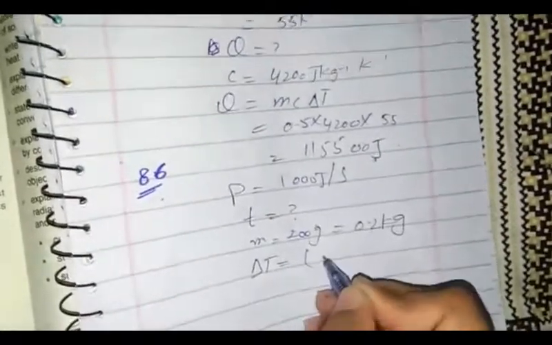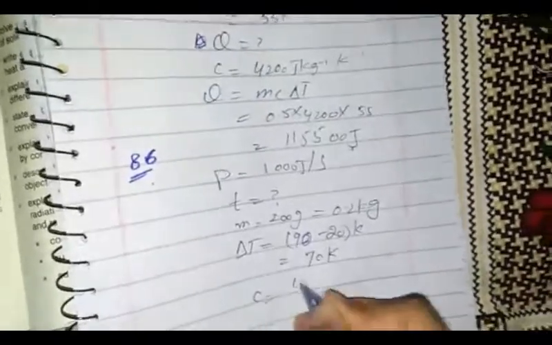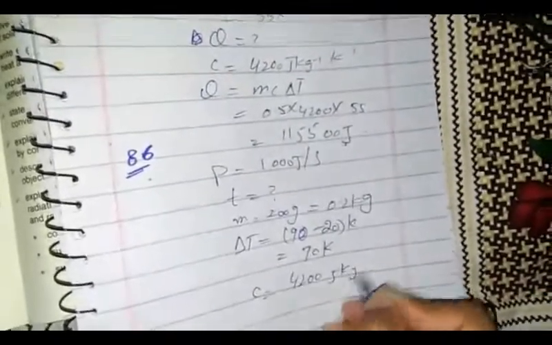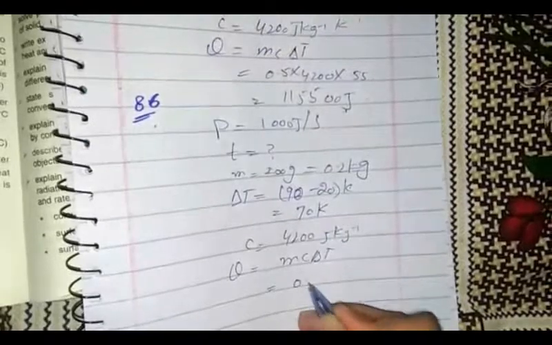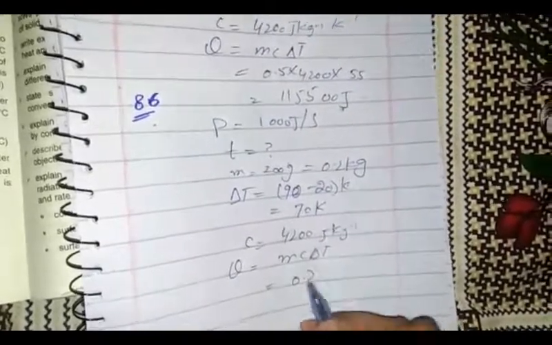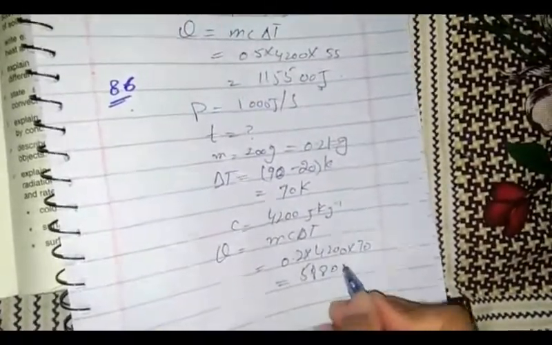Now the change in temperature is 90 minus 20 Kelvin, that becomes 70 Kelvin. The specific heat of water is 4200 joule per kg per Kelvin. Now students, first we have to find the heat energy, that is m c delta T. By putting values, 0.2 multiplied by 4200 multiplied by 70. The answer becomes 58800 joule. Then the formula of power is energy divided by time.